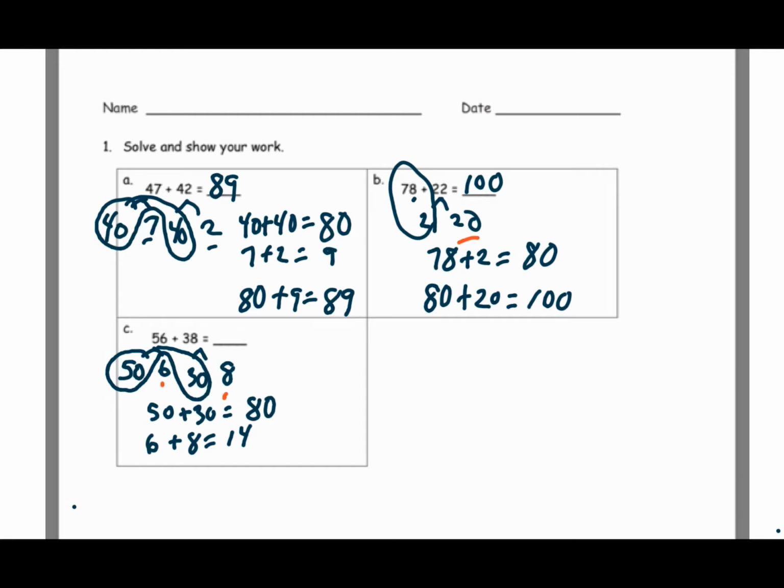And now I'll write down the last problem, 80. I went outside the box. 80 plus 14 is equal to 94. So 56 plus 38 equals 94. And remember, boys and girls, as long as you have the answers correct, you did a great job. Whatever strategy you use to solve your problem is not that important, but just that you have the correct answers.